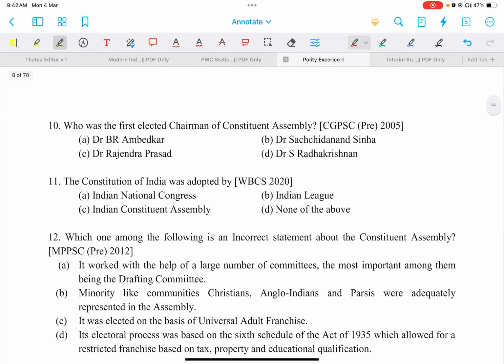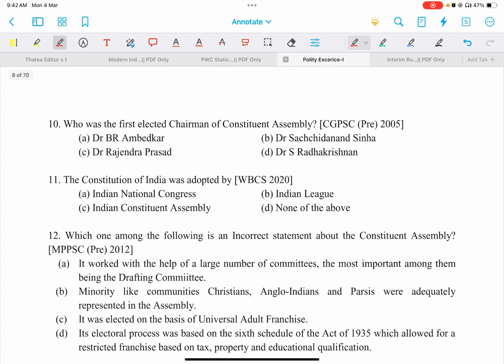Who was the first elected chairman of Constituent Assembly? Dr. Rajendra Prasad. The Constitution of India was adopted by Constituent Assembly.